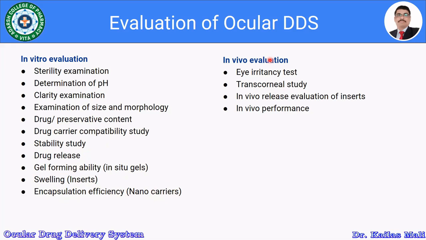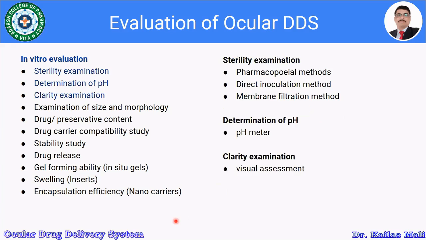Further, the ocular drug delivery systems are evaluated in vivo as eye irritancy test, then transcorneal permeation study, in vivo release evaluation for the inserts, and in vivo performance of the product. So let us see the details of the evaluation of ocular drug delivery system. Very first one, the sterility examination.